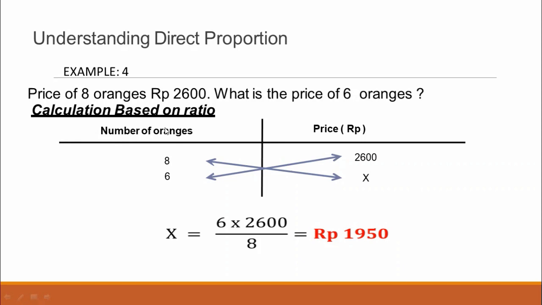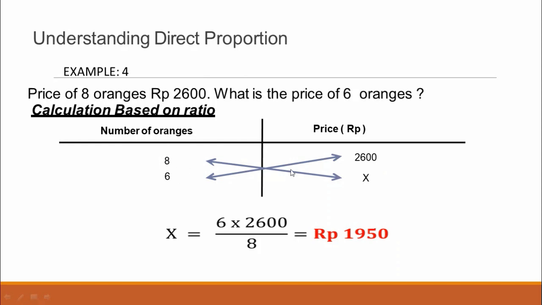In the first description there are 8 oranges, and in the second sentence there are 6 oranges. In the first sentence the price is 2600, and in the second sentence the price is unknown. So using direct proportion, multiplying these two quantities and multiplying these two quantities, we get 8 multiplied by x and 6 multiplied by 2600.